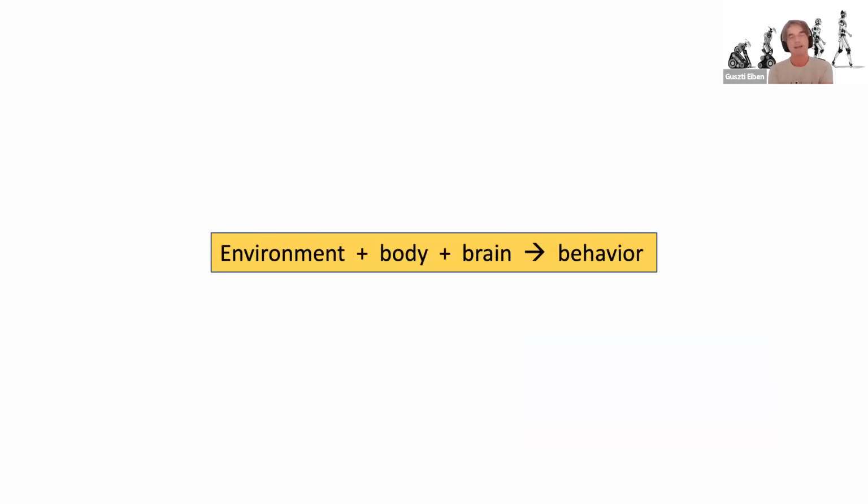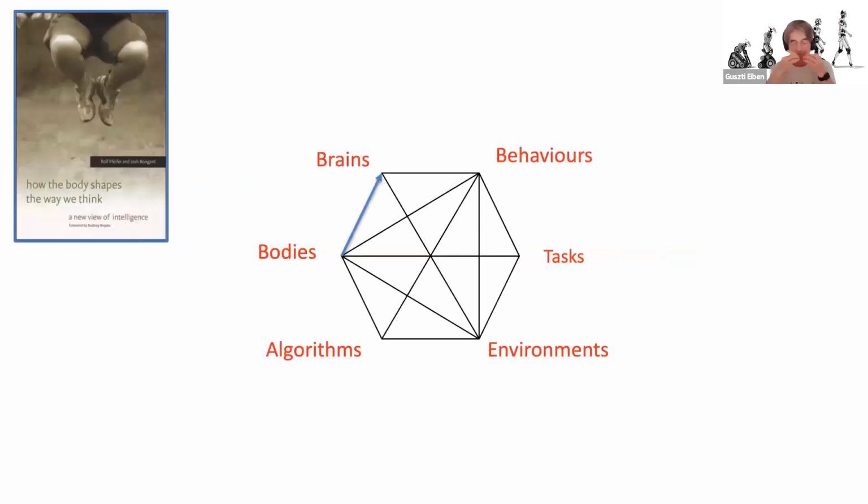Now, getting back to the academic realm, recall this fundamental implication: environment plus body plus brain imply behavior. And to show that this can be blown up big time, I want to refer to a book that some of you may know, a beautiful book again from Rob Pfeiffer and Josh Bongard called How the Body Shapes the Way We Think, or simply How the Body Shapes the Brain. Which means that the book investigates the blue arrow in this diagram in the middle.